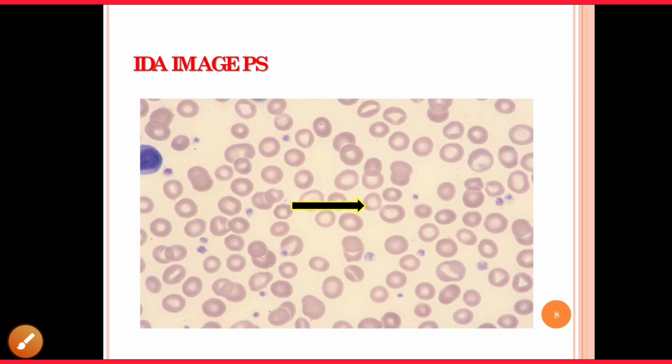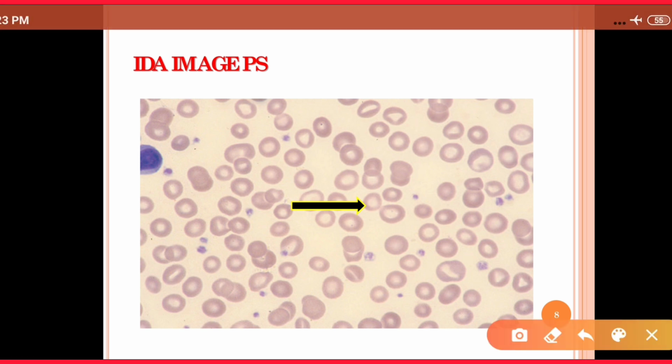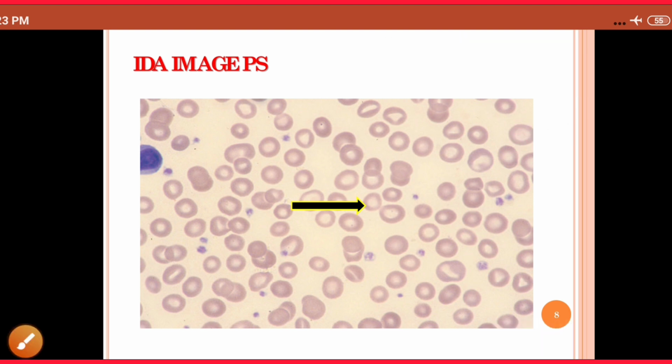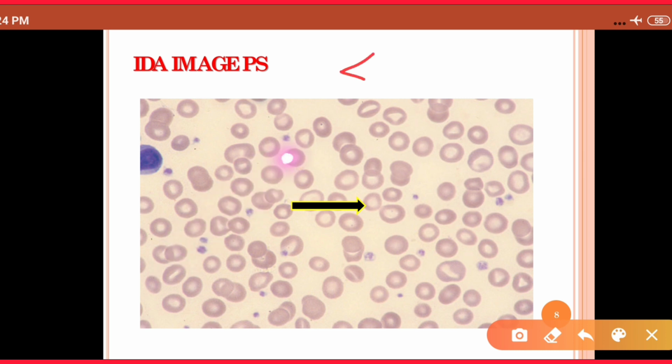Now this is the picture of a peripheral smear, in which we take a blood drop over the slide, spread it over the slide, and then stain it with Romanowsky stain. Then we observe it under the microscope. So this is your peripheral smear finding in case of iron deficiency anemia. In iron deficiency anemia, you have a low MCV, meaning the size of the red blood cell is decreased.